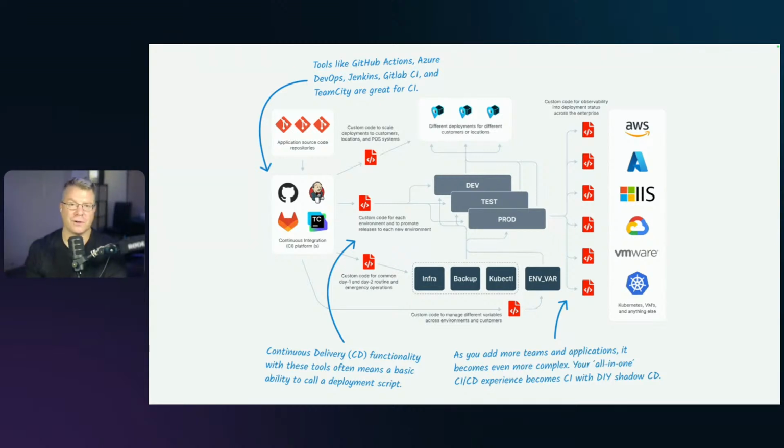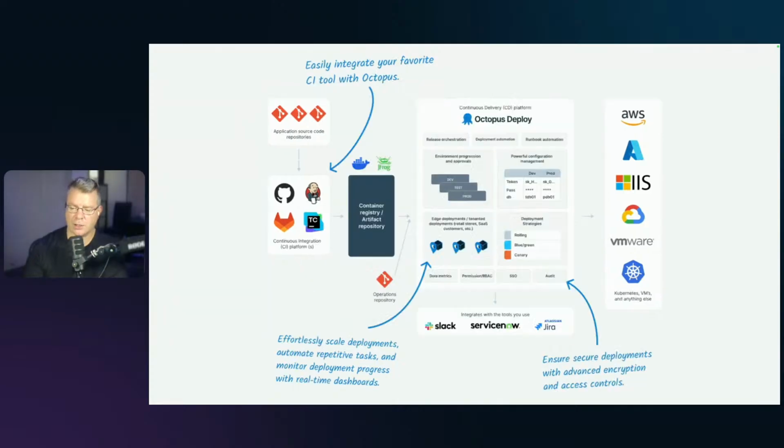There's a lot of custom code for things like observability, etc. And your targets can be hard to manage, and you get no visibility into what's actually being deployed there. With Octopus Deploy, we give you a way of not only integrating with that process, but also a great way to scale those deployments and make them easily available and reusable across your team.